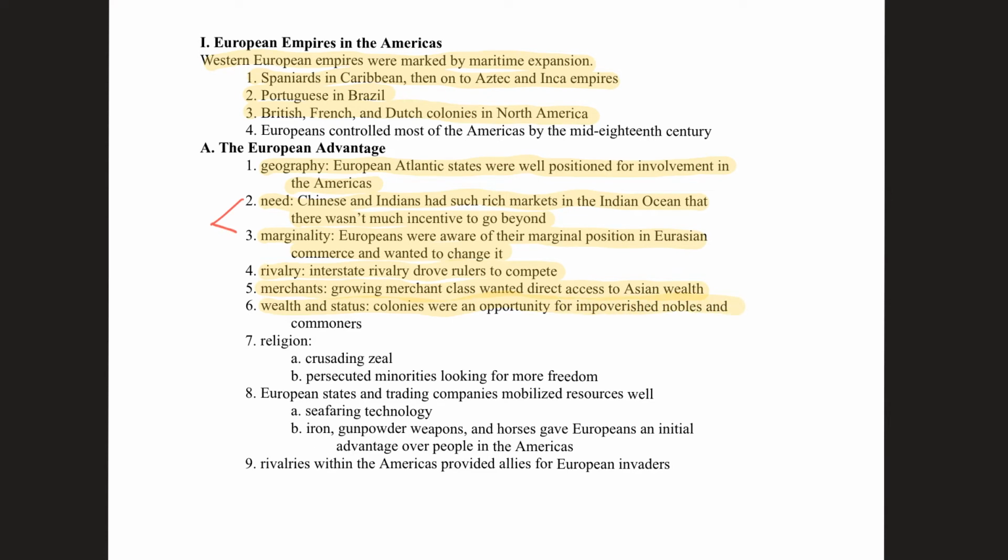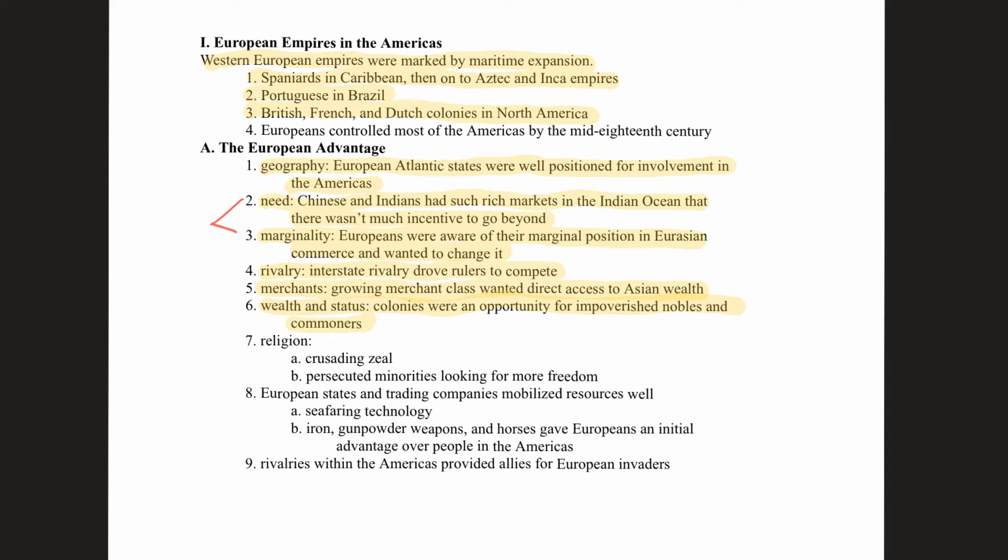The other thing, or another issue here, is going to be wealth and status. Colonies were an opportunity for impoverished nobles and also commoners. It's going to be an area of economic opportunity. And we'll see off and on that economic opportunity in Europe is few and far between or really expensive to buy into. There's a lot of risk in investing in the colonies, but there's a lot of opportunity. If you're successful, you can make a lot of cold hard cash really quickly. Granted, there's a ton of risk involved, but you're able to get potentially more bang for your dollar.